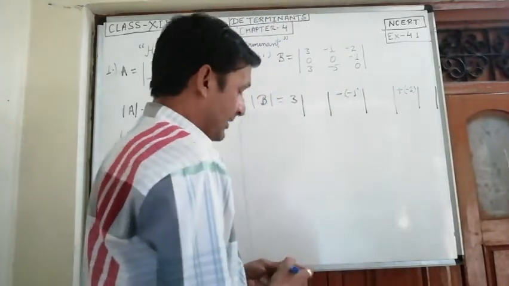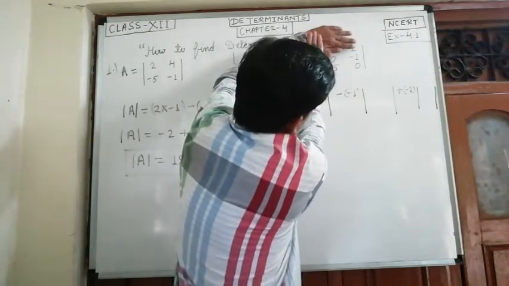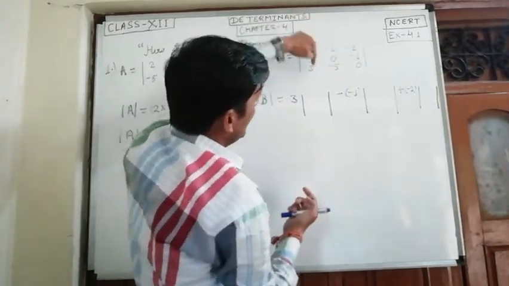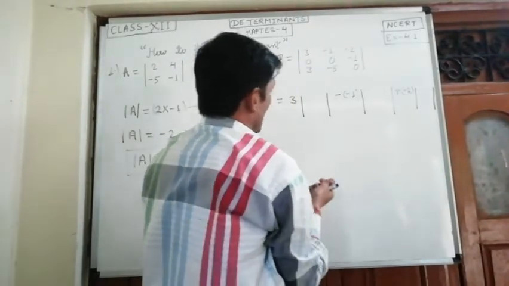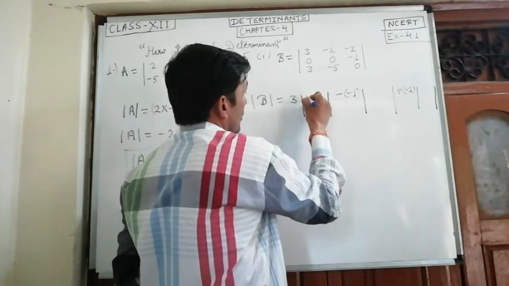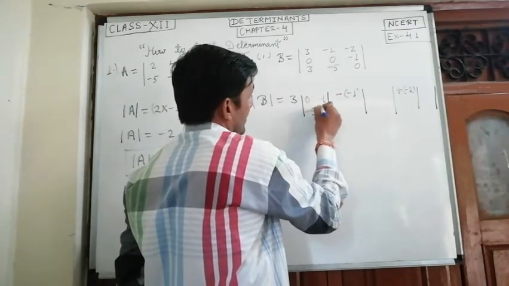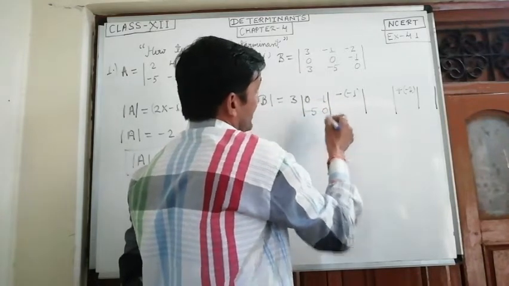If I am writing this 3 element, means this row and this column will be eliminated. This row and this column will be eliminated, means what we have to write, 0, -1 and -5, 0. 0, -1 and -5, 0 will be written here.